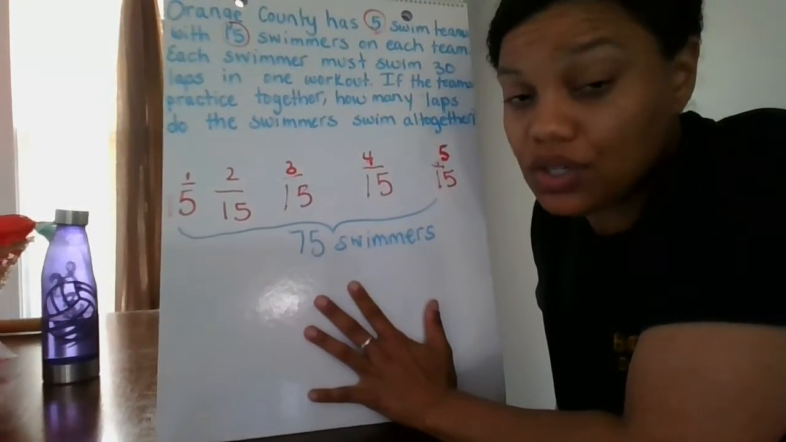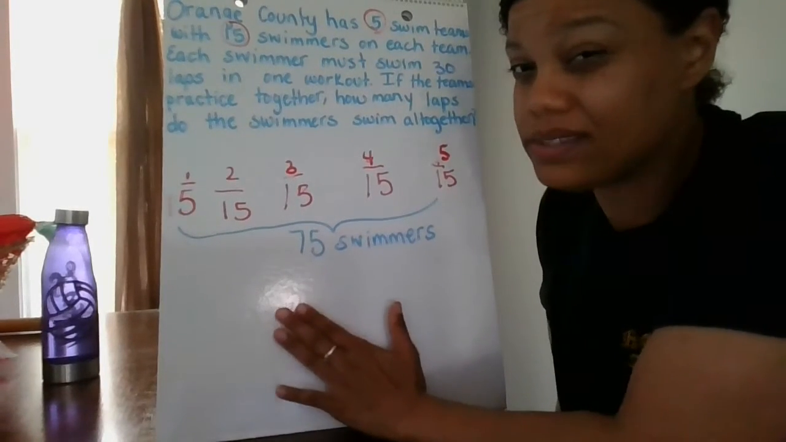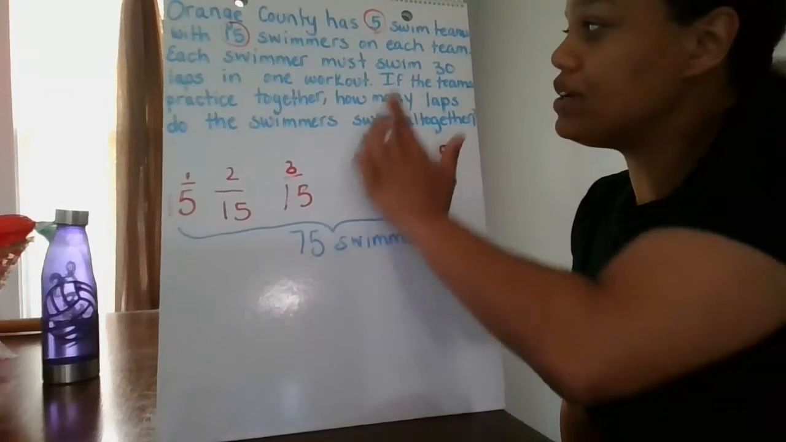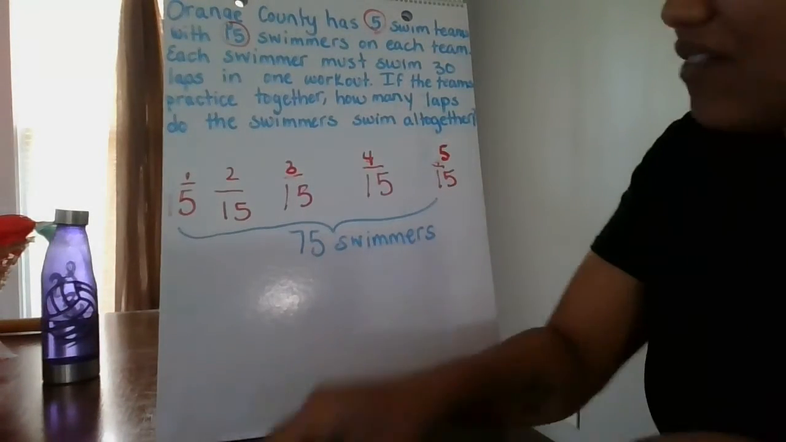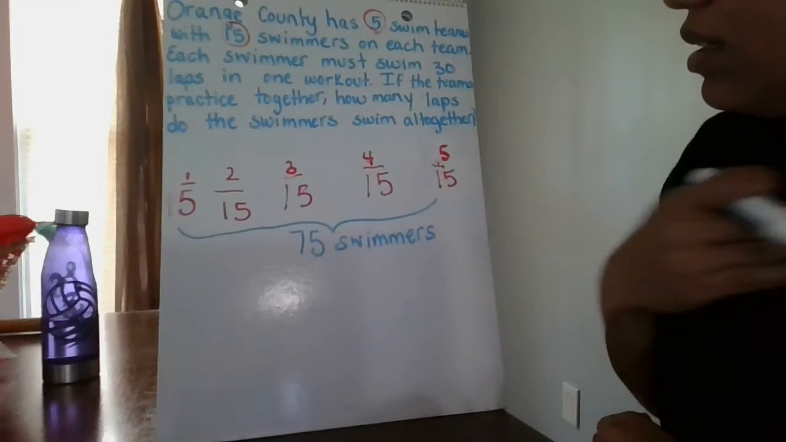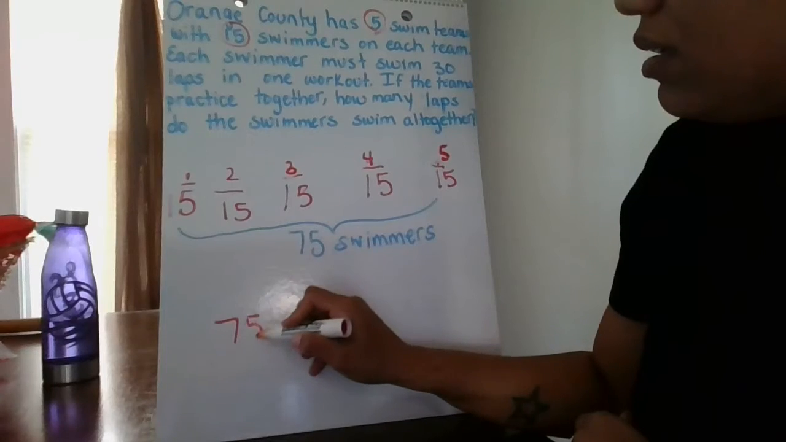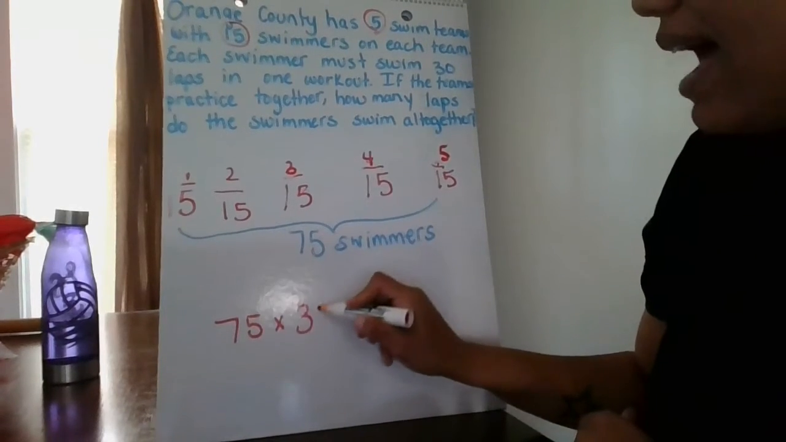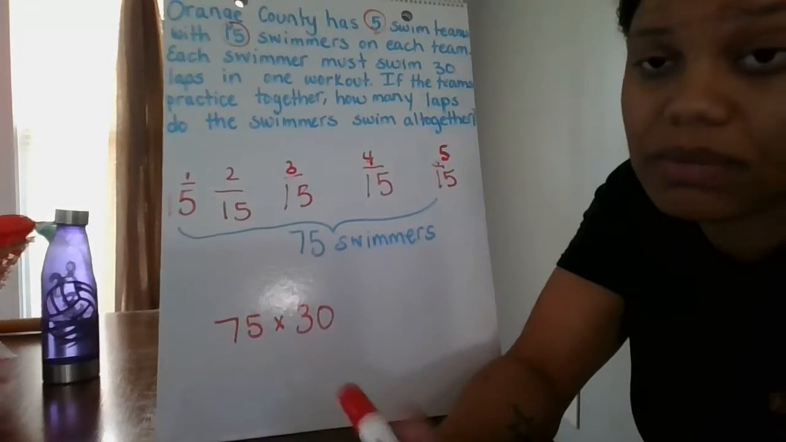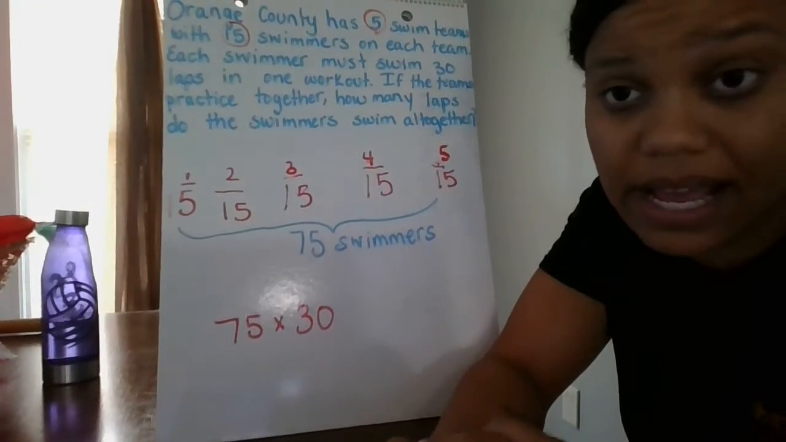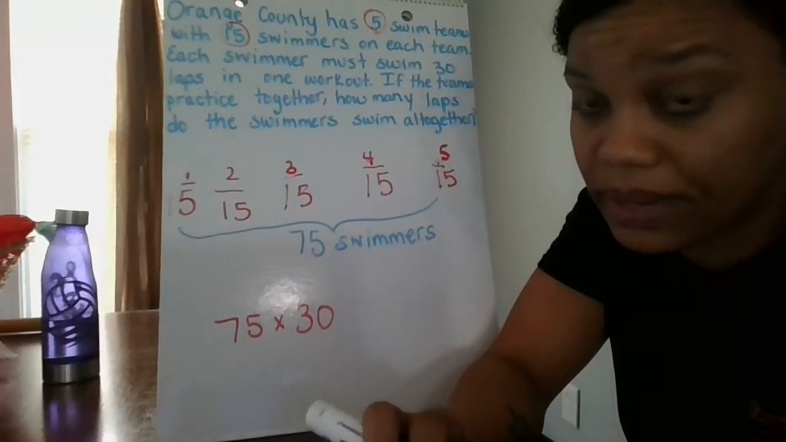So that means you're going to do 75 times how many laps? 75 swimmers. Every swimmer does 30 laps. So we're going to do 75 swimmers times 30 laps. Now, I could do repeated addition, but that would mean I would add 75 30 times or 30 75 times. That is a lot of addition, okay?